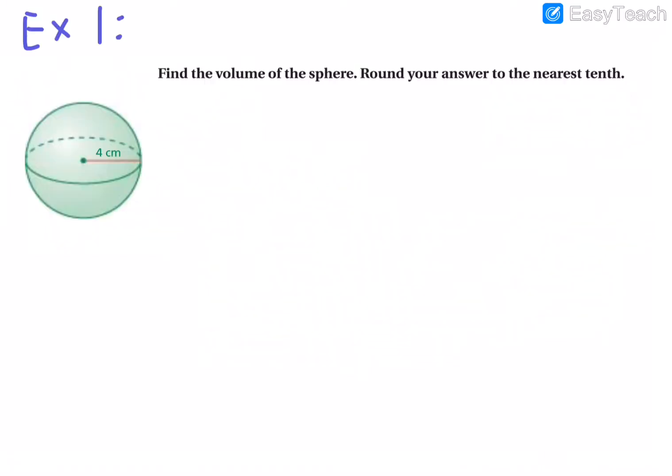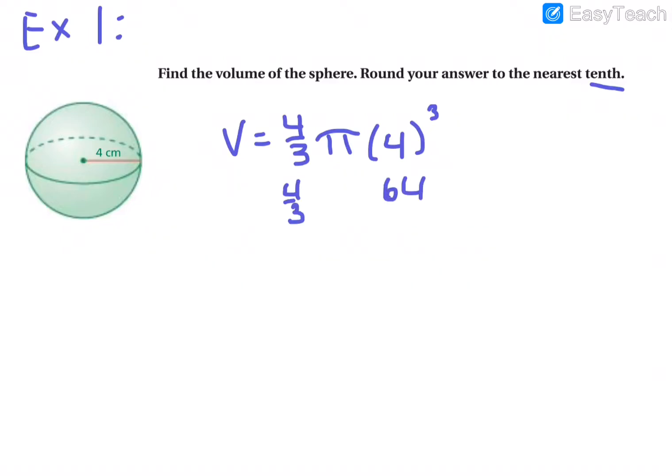Okay, so jumping right into the first example. Finding the volume of the sphere, rounding to the nearest tenth. We are actually going to do that because our decimal place values are going to get kind of crazy. So we're going to do 4/3 pi times the radius, which is 4 cubed. And so 4 cubed is going to be 4 times 4 is 16. 16 times 4 is 64. So this is 64. And we still have 4/3 pi.